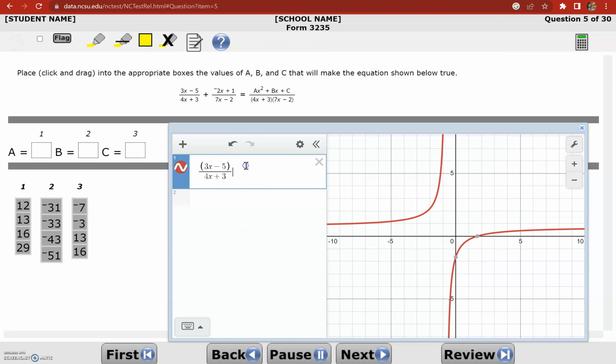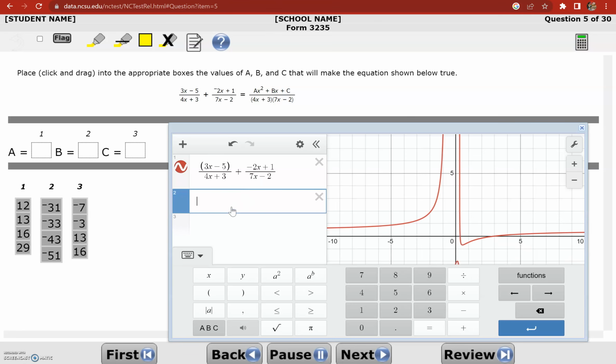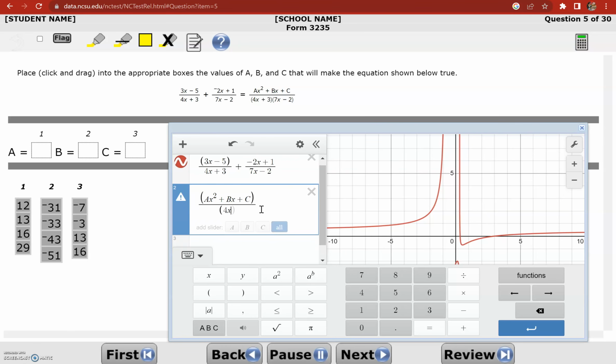First, anytime I have an equation, I need to type the left side of the equation, plus the right side of the equation, in separate rows. So say that again. Anytime you're dealing with an equation and trying to graph it in Desmos, you have to graph the left side, as I just did, and the right side on separate rows. And this is a lot for me to type. Thanks for hanging in there with me.